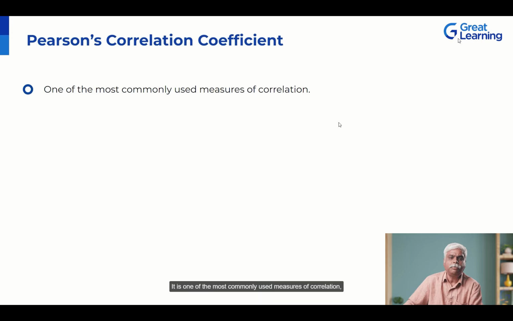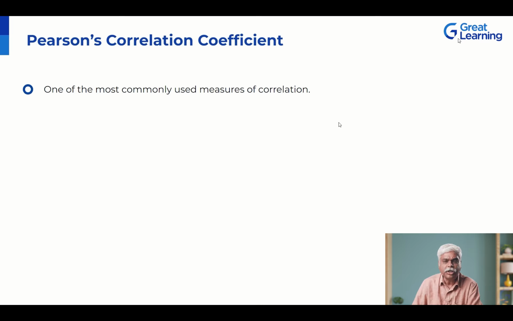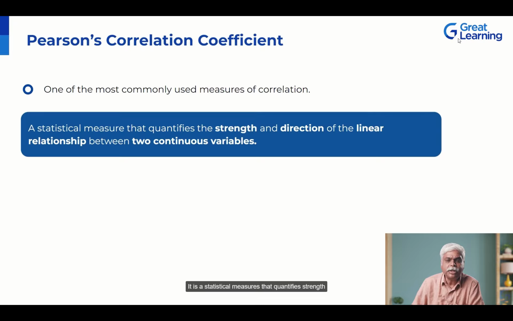It is one of the most commonly used measures of correlation, though strictly speaking, not the only one. It's a statistical measure that quantifies the strength and direction of a linear relationship between two continuous variables. Now, this is a little controversial, because in this entire idea of correlation, I only talked about positive, negative, strong, and weak. I never talked about straight lines.